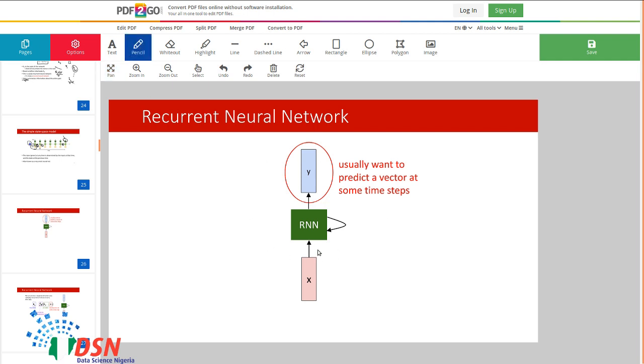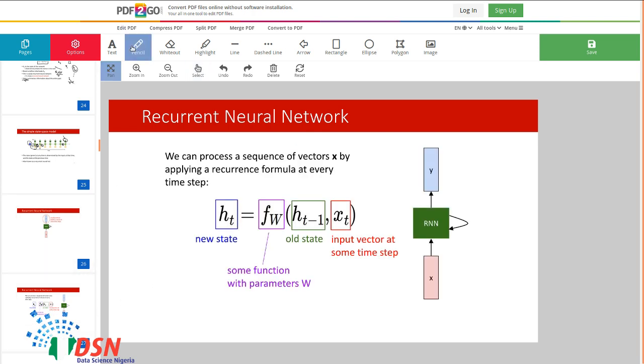We could show that with this kind of architecture. We have an input and an RNN, where this arrow shows the hidden state, the interaction of the RNN with itself, and this is the output. So the new hidden state is a function, probably a nonlinear function, of the old state and the new input vector.